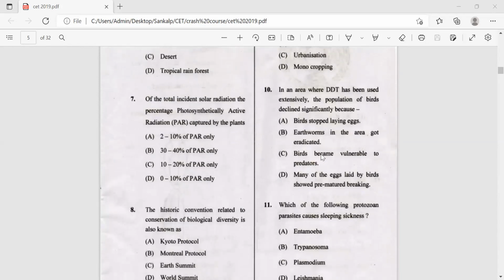10th question. In an area where DDT has been used extensively, the population of birds declined significantly. Option A, birds stopped laying eggs. Option B, earthworms in the area got eradicated. Option C, birds became vulnerable to predators. Option D, many of the eggs laid by birds showed premature breaking. Sindhu said option D, Kirtana said option B, Janvi option D, then Vani KS option B. So the right answer is option D, that is many of the eggs laid by birds showed premature breaking. The correct answer is given by Sindhu and Janvi.